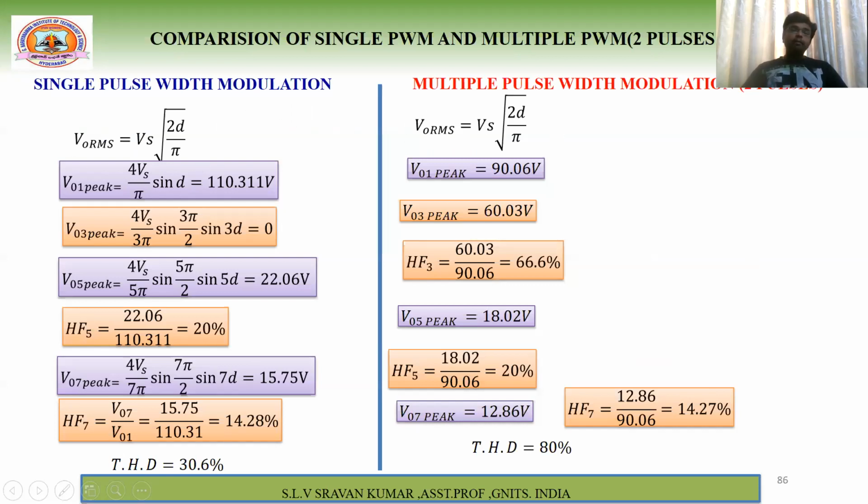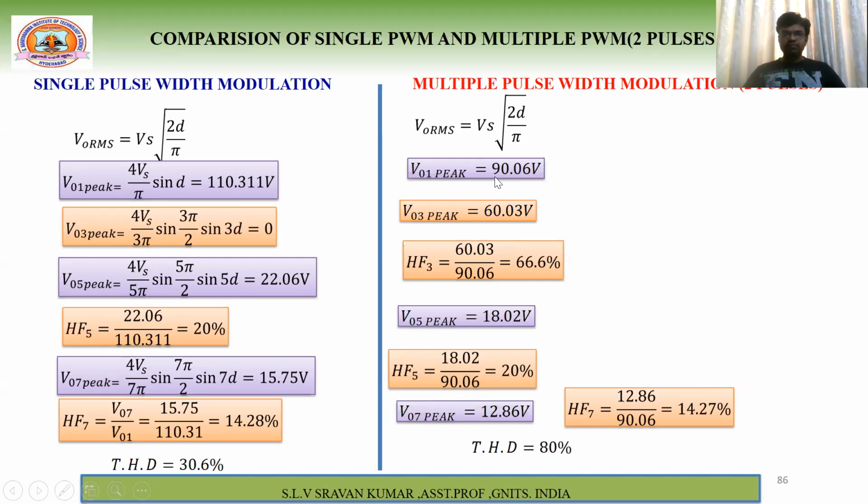Now if you see the comparison of single pulse width modulation and multiple pulse width modulation, two pulses, the formula is the same. V01 peak here is 110.311, and here it is 90.00. This is the major disadvantage in multiple pulse width modulation. If you observe the fundamental component, the magnitude is different, right? Nearly 20 or 21 volts will be changed. That is the problem in multiple pulse width modulation. The fundamental component is reducing.